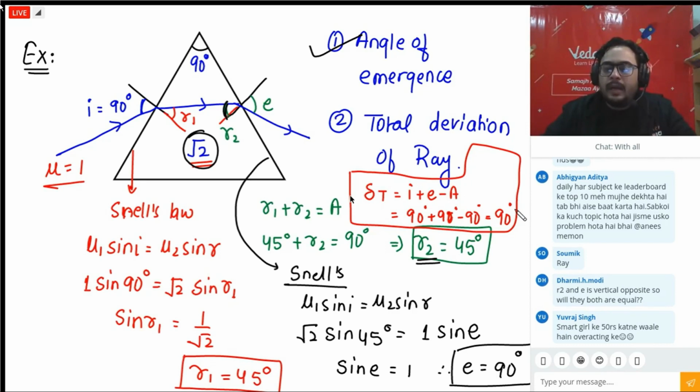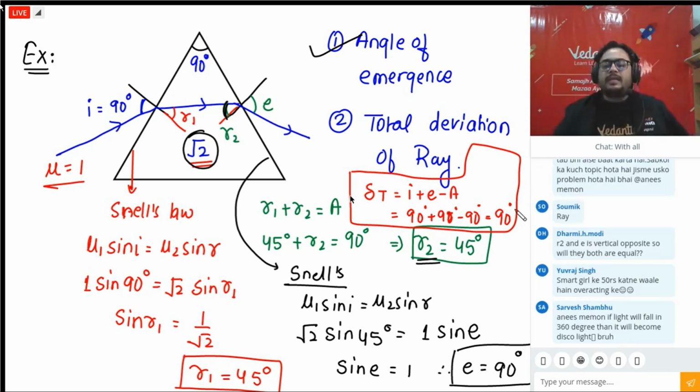Dharmi, they are not equal. They are not vertically opposite. Refraction is happening, Dharmi. This is not maths. This is refraction. So they are not equal. You have to apply Snell's law.